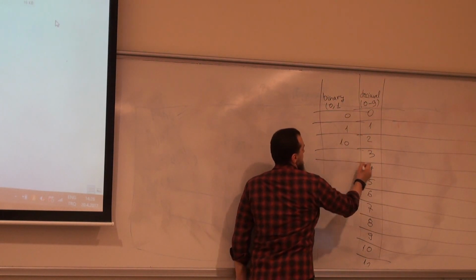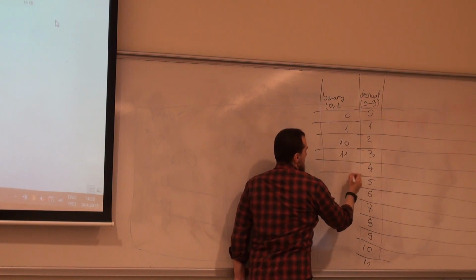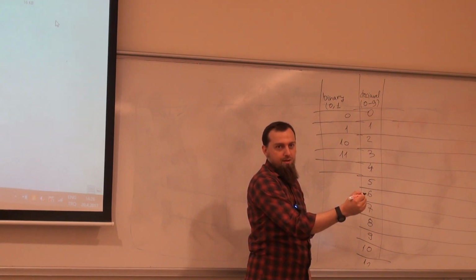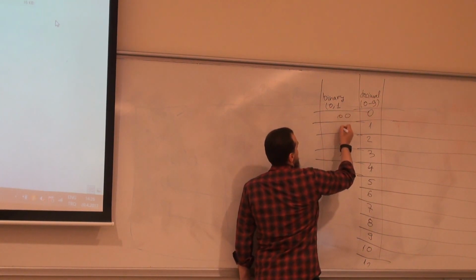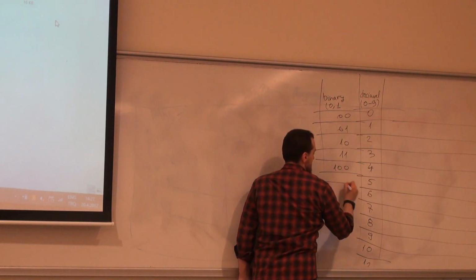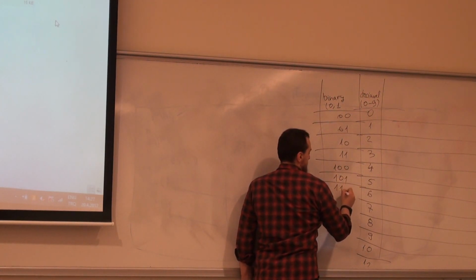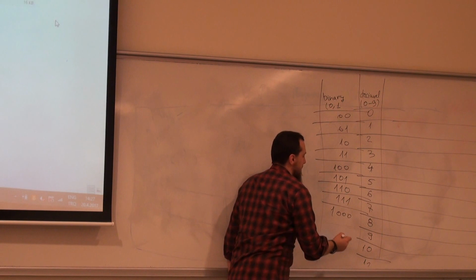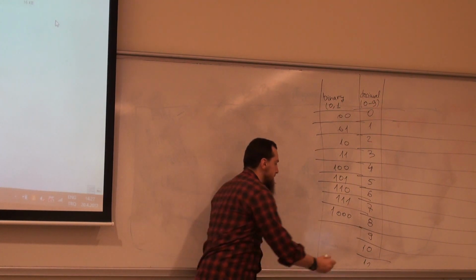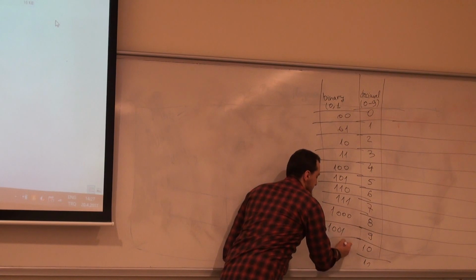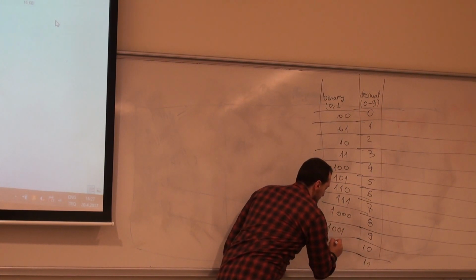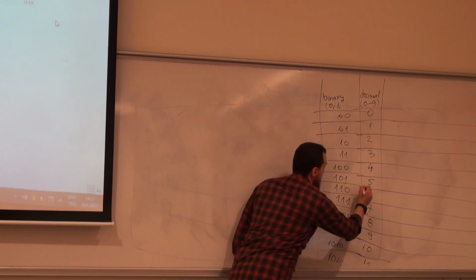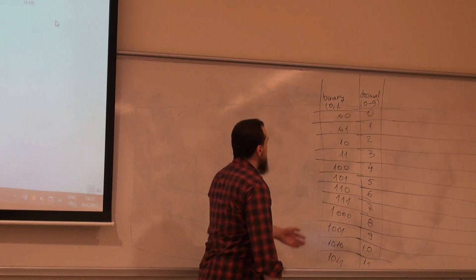Afterwards, I go 10, 11, yes? Then 100, 101, 110, 111. Then I would say 1000, but this is 8. This is how I write 8 in binary system. 1001, 1010, 1011, and so on. Okay, so this is the binary system.